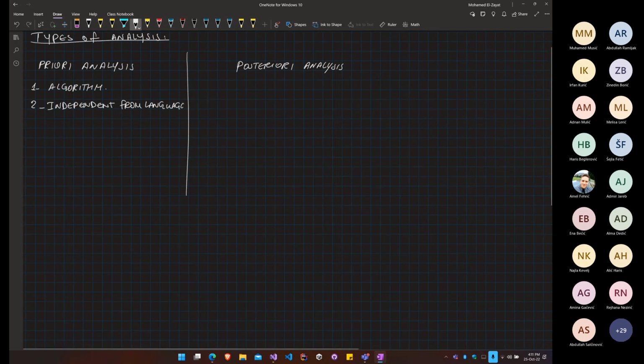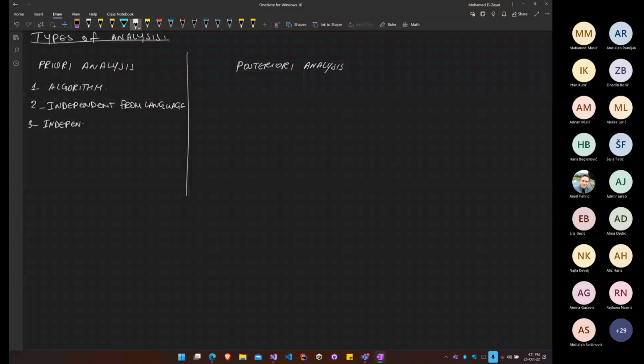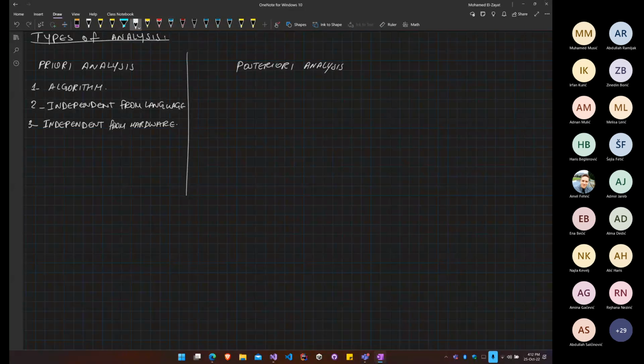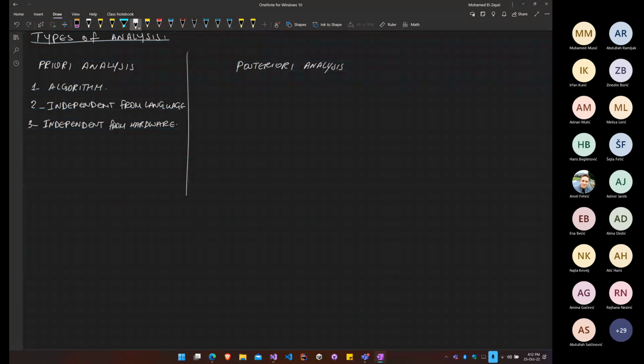What programming language do you use? All right, we don't care about that. And it's independent of hardware. This is also important because in the priori analysis, we simply analyze the algorithm regardless of where it will run. Whether it runs on a phone, a microcontroller, a server or a quantum computer, we analyze the algorithms independent from that.